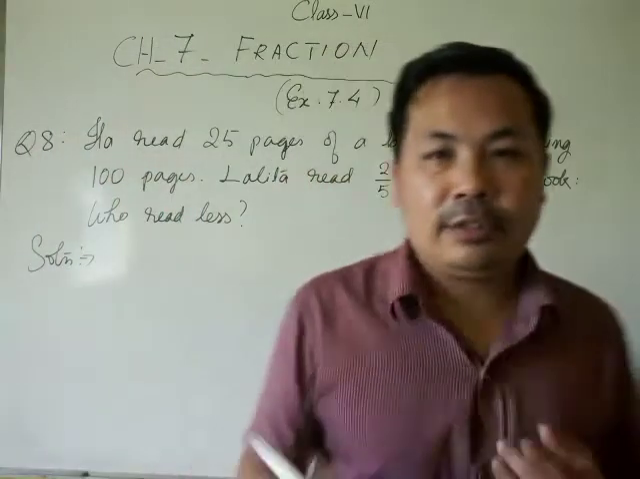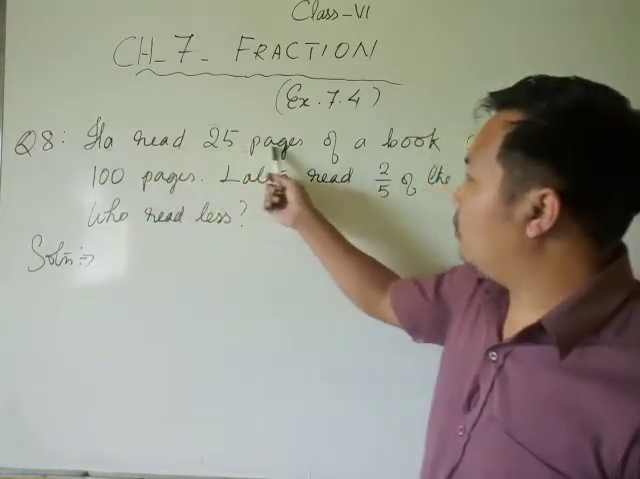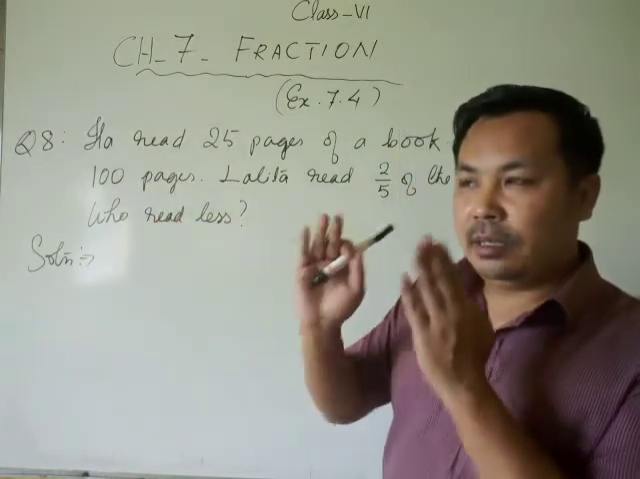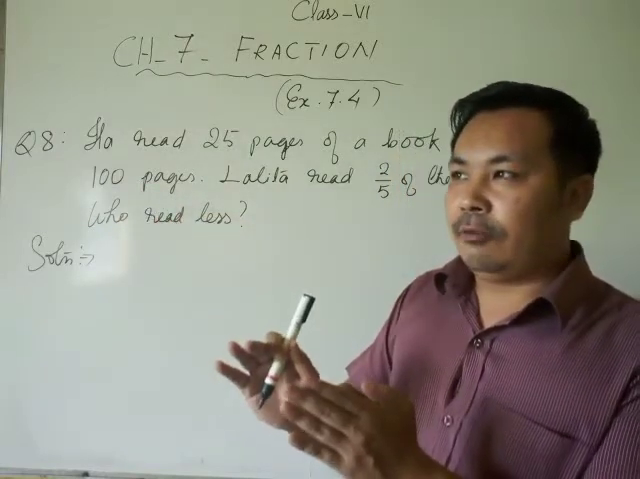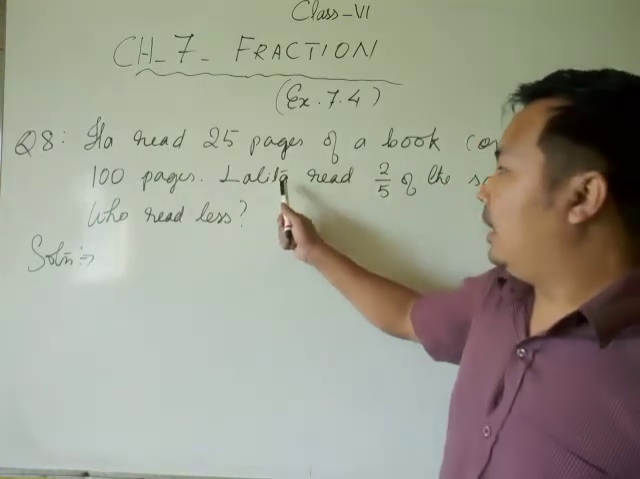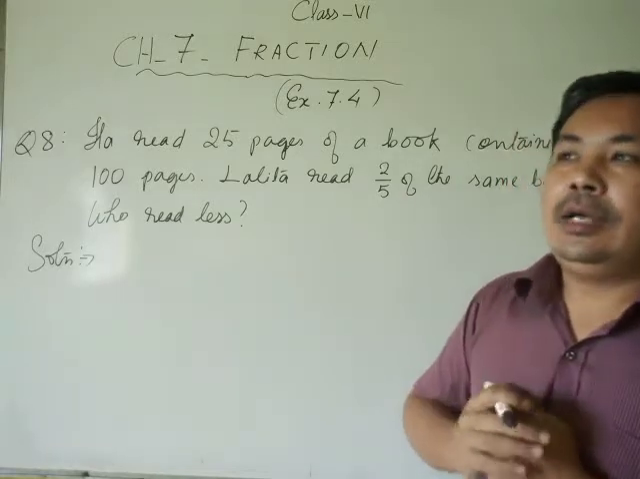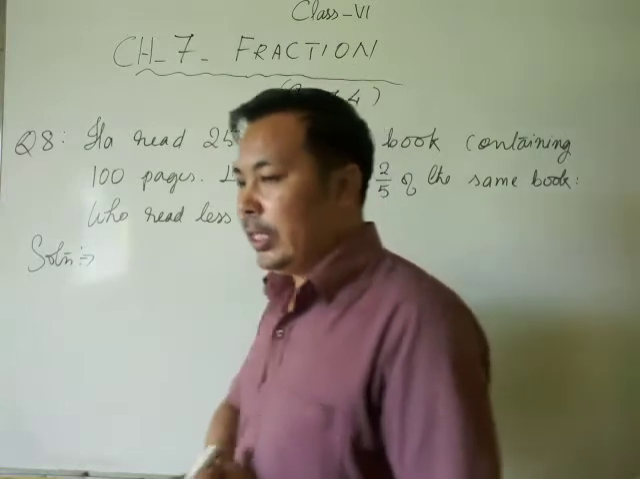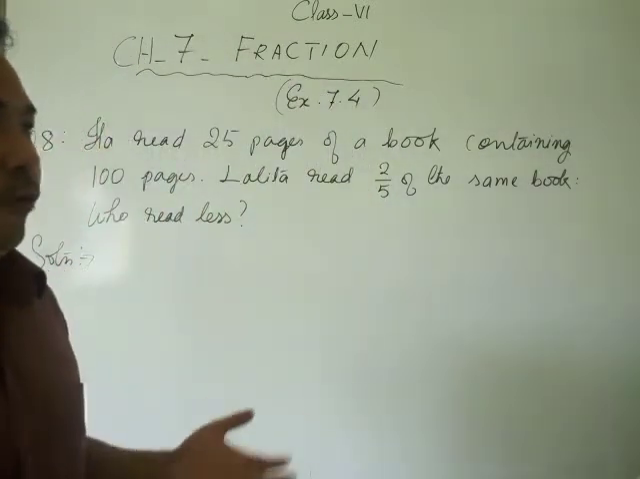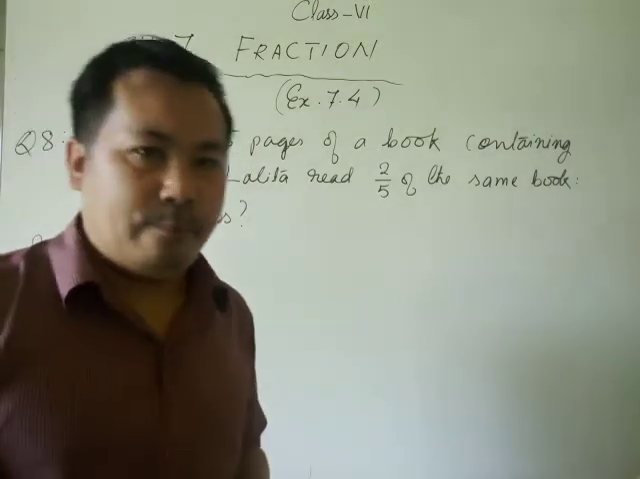Now, my dear students, next we have question number 8. Question number 8 says: Ila read 25 pages of a book containing 100 pages. 25 pages read out of 100 pages by Ila. And Lalita, another girl, read 2 by 5 of the same book. Same book means the book having 100 pages. So we are going to compare the fractions of the two girls who read the same book, isn't it?